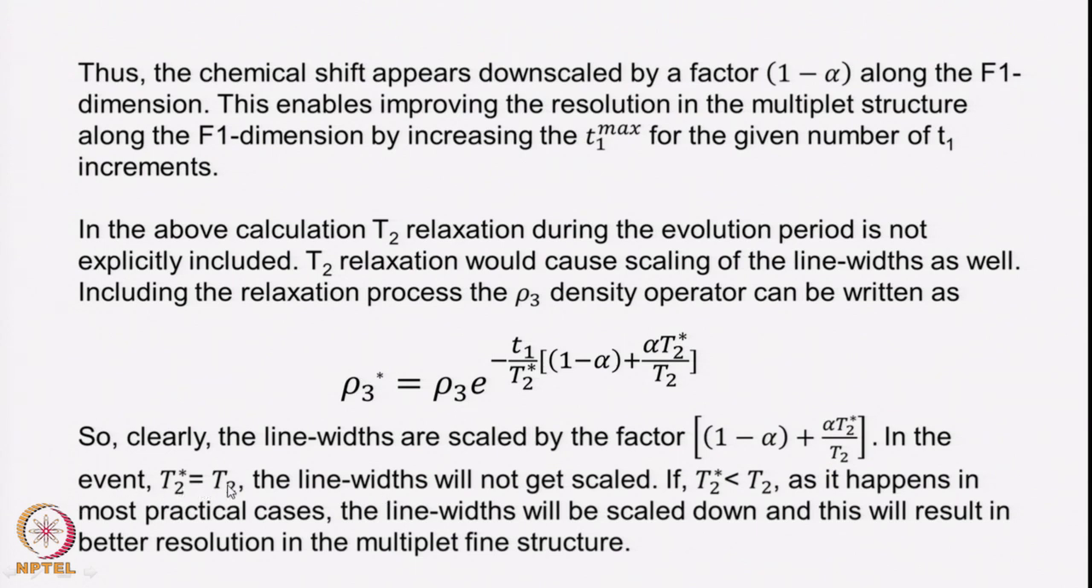In the event T2 star is equal to T2, the line widths will not get scaled, because this will become alpha and this 1 minus alpha plus alpha will cancel and this will remain as T1 by T2 star. In that case, it will not appear scaled. Okay. But if T2 star is less than T2, as it happens in most practical cases, the line widths will be scaled down and this will result in better resolution in the multiplet fine structure. Okay. And this condition will always be satisfied, that T2 star will be less than T2. You get improvement when you have this condition satisfied. The fine structure will appear much better when you have downscaled the chemical shifts.